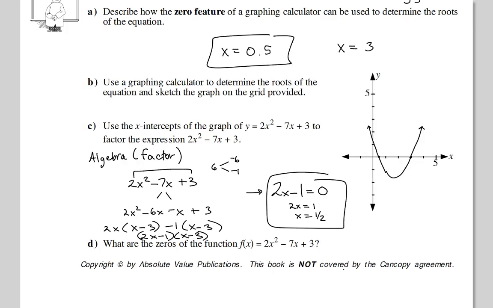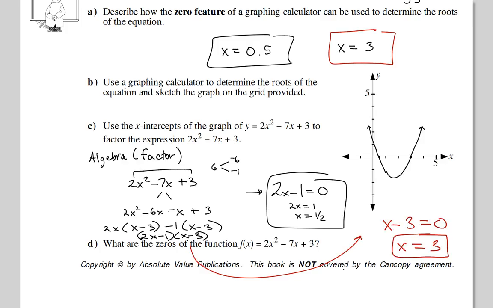And now we have, I'll change color so it's obvious, that one over here, x minus 3 equals 0. Move the 3 over and you get x equals 3.